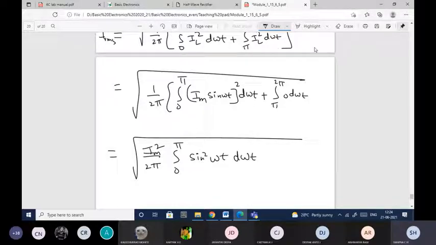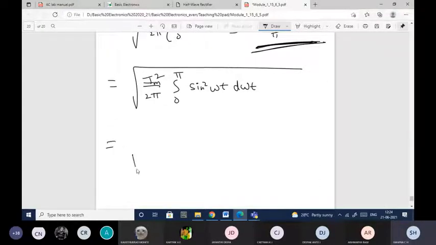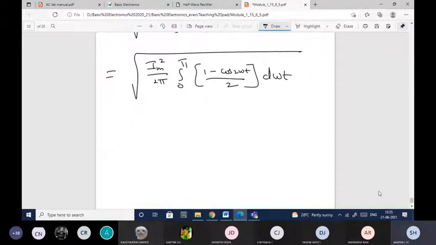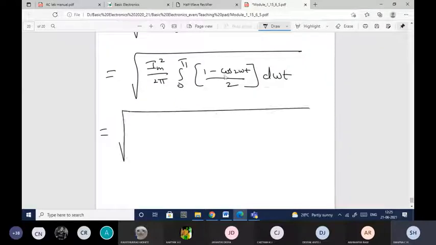See, until here, whatever I have substituted here, until here you have the concept. After this it is normal integration. So I think you all are very good at integrating the terms. So Im square by 2 pi. I cannot directly find the integral of sin square omega t. So what I'll do, I'll write it in terms of cos. So it is 1 minus cos 2 omega t by 2. Okay, so 2 sin square theta is nothing but 1 minus cos 2 theta. So the same thing I've used here, d omega t.